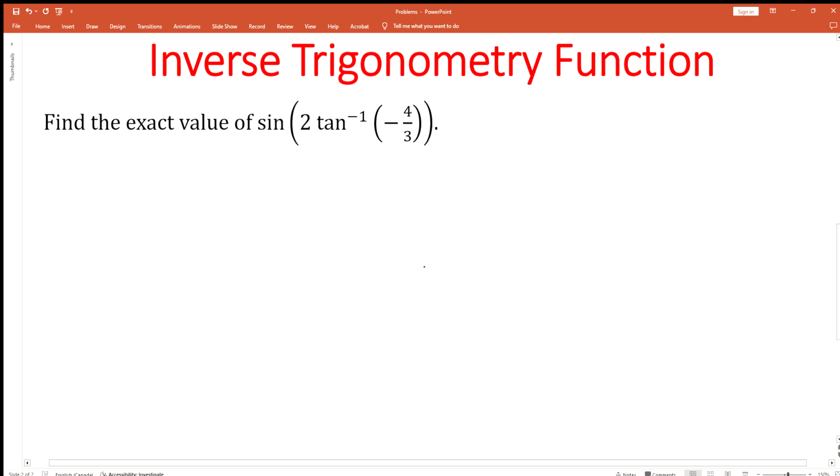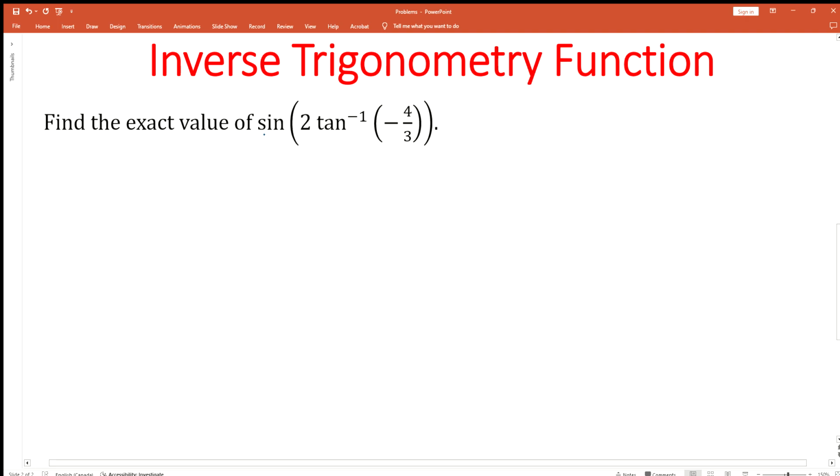In this video, we'll use concepts of inverse trigonometry functions to solve the problem. As per the problem, find the exact value of sine of 2 times tan inverse of negative 4 over 3. In this term, the inner function is inverse of tan, the outer function is sine.